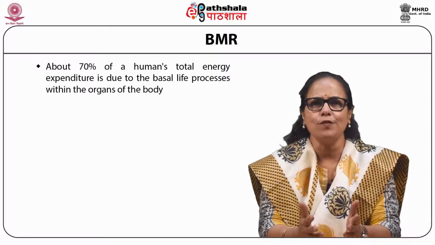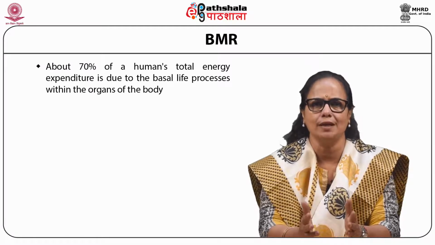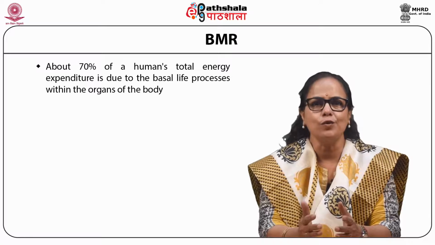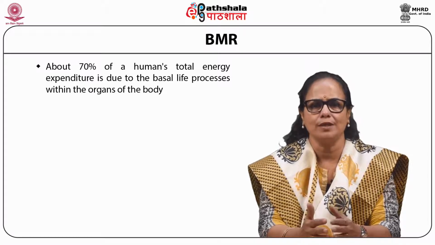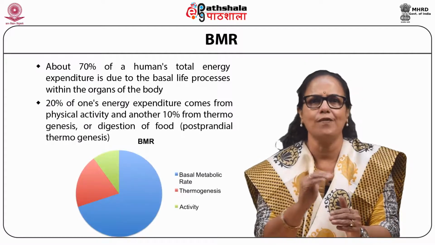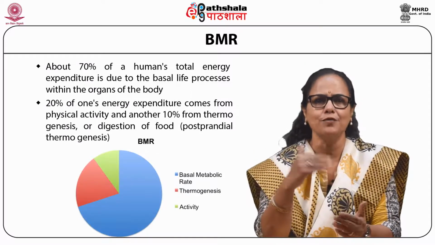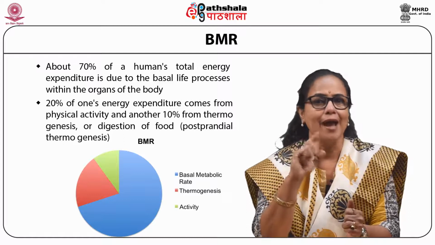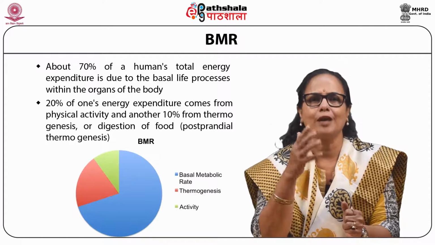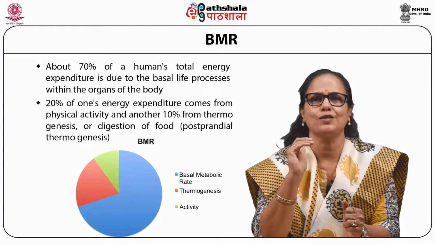About 70% of a human's total energy expenditure is due to the basal life processes within the organs of the body. 20% of one's energy expenditure comes from physical activity and another 10% from thermogenesis or digestion of food.